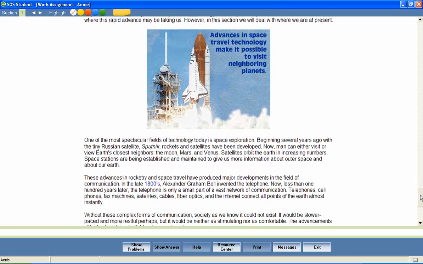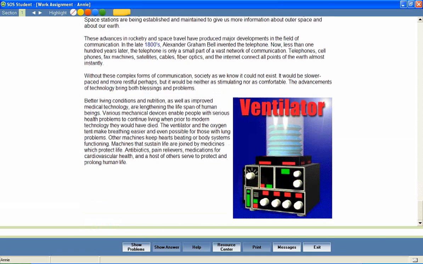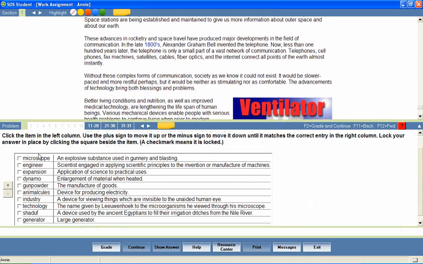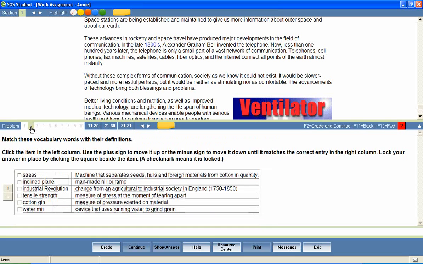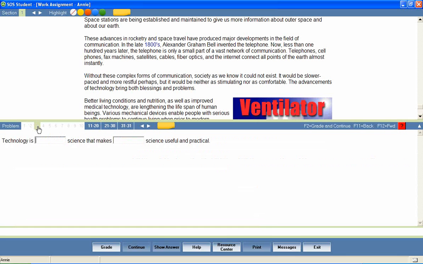At the end of the lesson, the student is presented with a series of questions that provide a review of lesson content. Questions are presented in a variety of formats, including matching, fill in the blank, true and false, multiple select, click and place, essay questions, and many more.